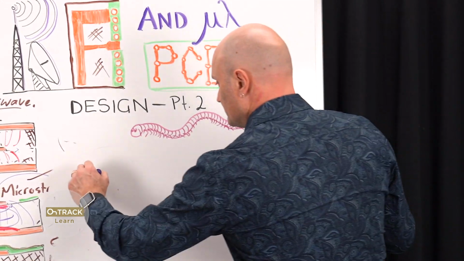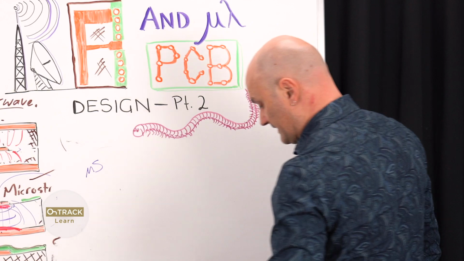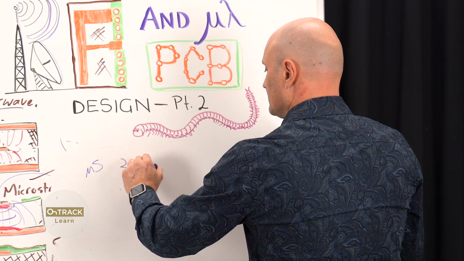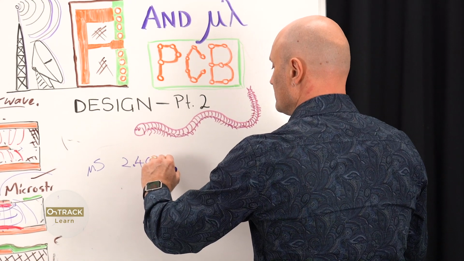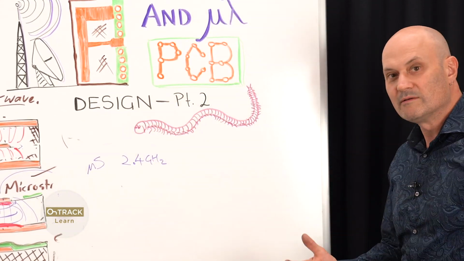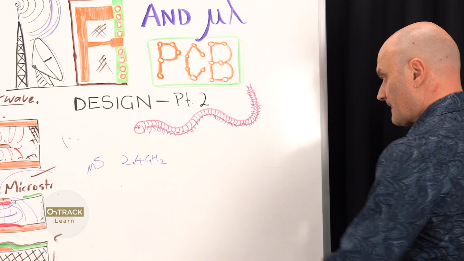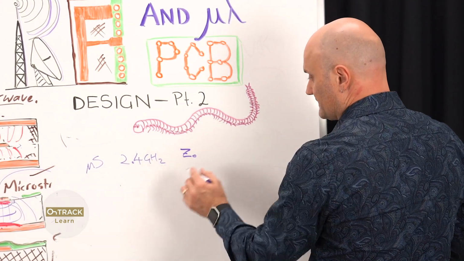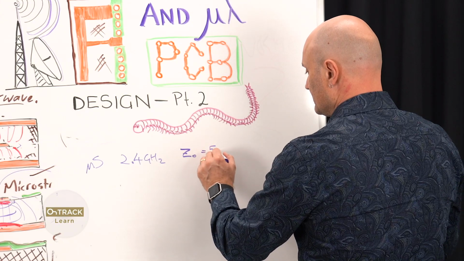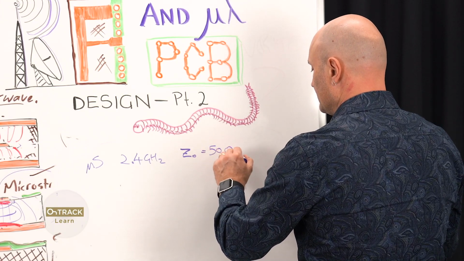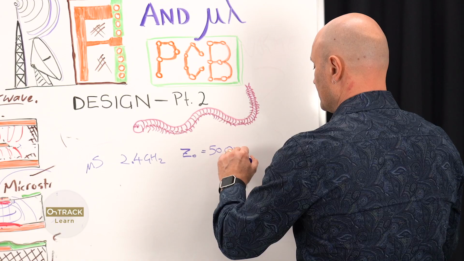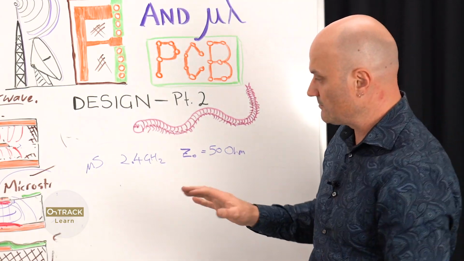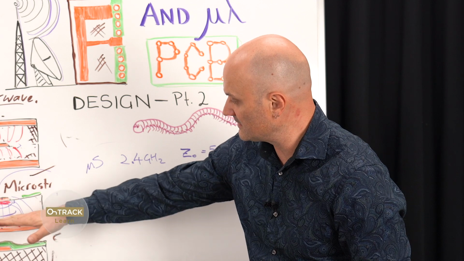Okay, so we have a microstrip, let's call it μs to save space. We're at 2.4 gigahertz, so that's right around Bluetooth and Wi-Fi frequencies, which is pretty common these days. We have an impedance of the system and our PCB traces of 50 ohms. So we're using our calculator to determine what the trace width should be for a given dielectric thickness.